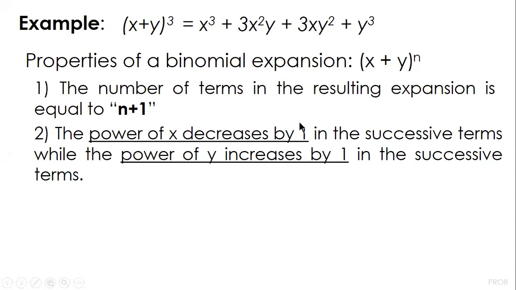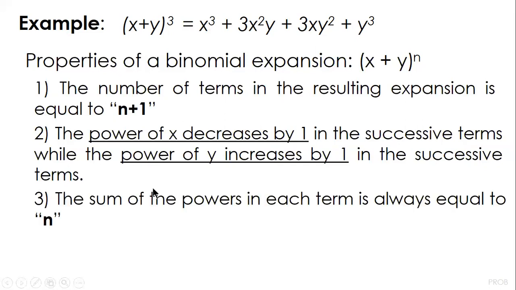Second property: the power of x decreases by 1 in the successive terms, while the power of y increases by 1 in the successive terms. Check again: power of 3, cubed, squared, raised to 1, and here, x raised to 0. While for y, in the first term, that's y raised to 0, y raised to 1, y squared, y cubed.